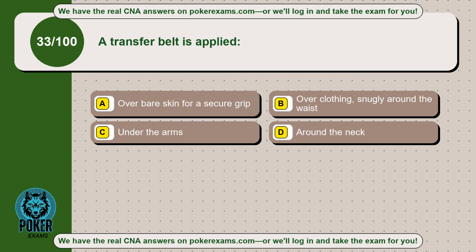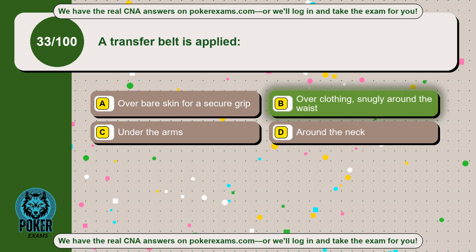Question 33. A transfer belt is applied: Option A, over bare skin for a secure grip. Option B, over clothing, snugly around the waist. Option C, under the arms. Option D, around the neck.